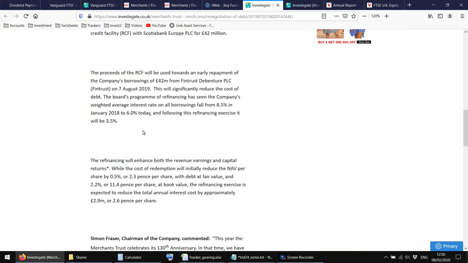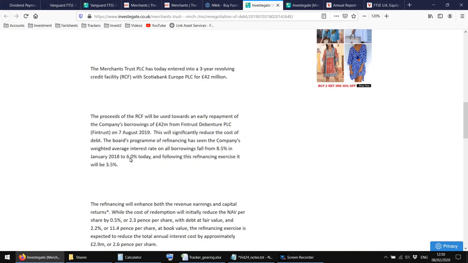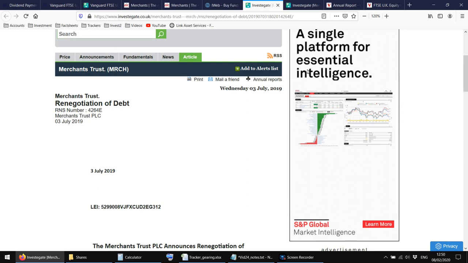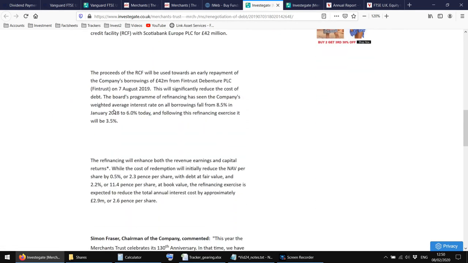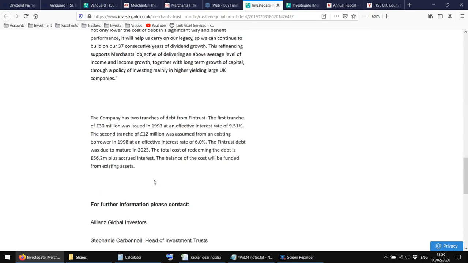Renegotiation of debt. I'm just getting information here. As you can see, they announced that they renegotiated some debt. And they've told us that the weighted average interest rate on all borrowings has fallen from 8.5% in January 2018 to 6% today. Following this refinancing exercise, it will be 3.5% going forward. I think a lot of this debt is really long term as well, at fixed rates.